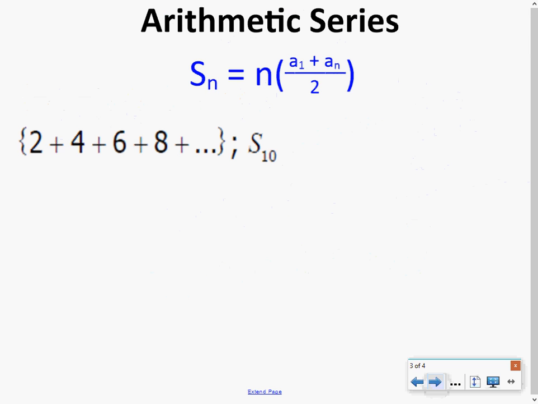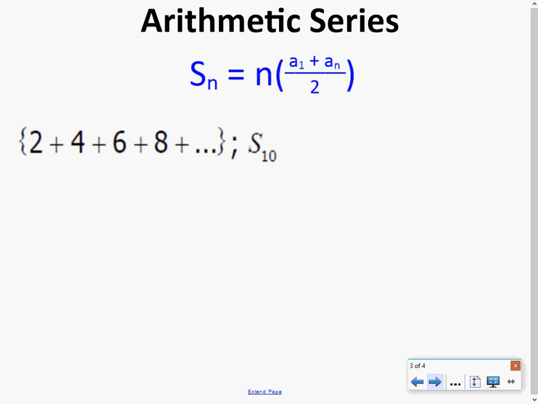So let's talk about series. And remember, series is just the sum of a sequence. So we are specifically looking at how to take the sum of arithmetic sequences. That's what an arithmetic series is. So again, we have a formula. N is going to represent the number of terms that we're summing up. A1 is our first one. A subscript N is the last term out of all the ones that we're summing up.